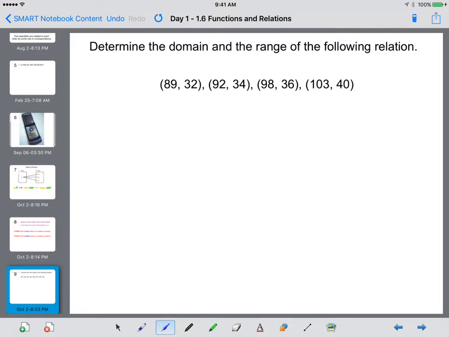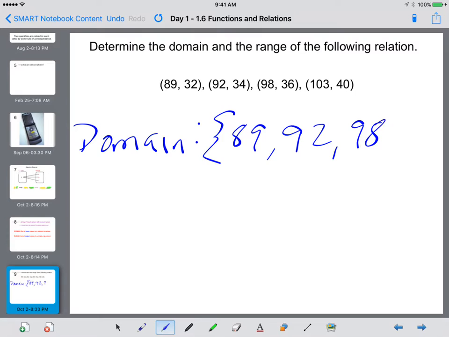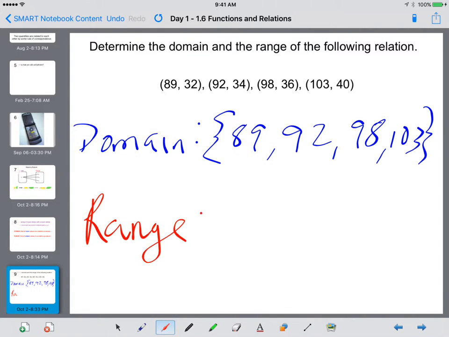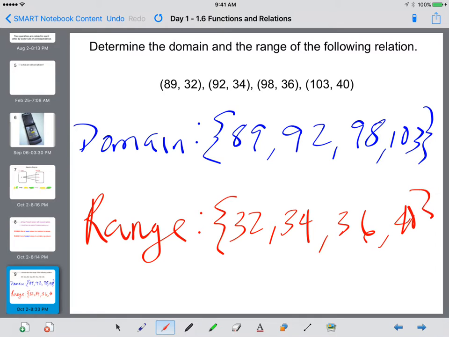First example, we'll look at: determine the domain and range of the following relation. Well, the domain, again, we talk about it's the x values. So can you pick out the x values in these ordered pairs? Well, we have 89, 92, 98, 103. Okay, our range is all the y values. So the range here would be 32, 34, 36, and 40.